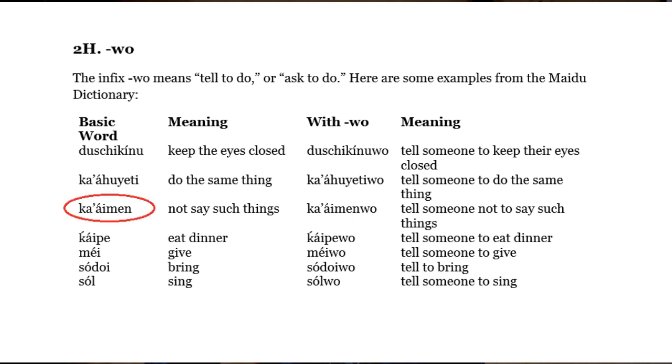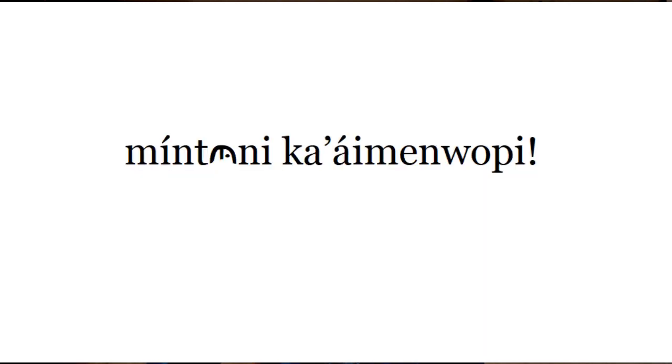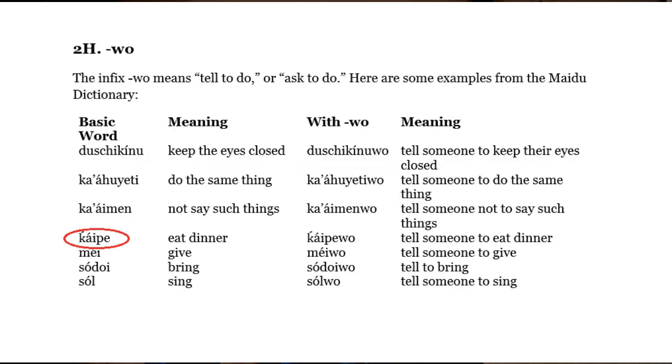If you skip down a couple, you see ka'aimen. Don't talk like that or don't say such things. How would you say, tell somebody not to talk like that? Ka'aimen wo. Tell your little brother not to talk like that. What about kaipe, eat dinner? Tell somebody to eat dinner is kaipe wo.